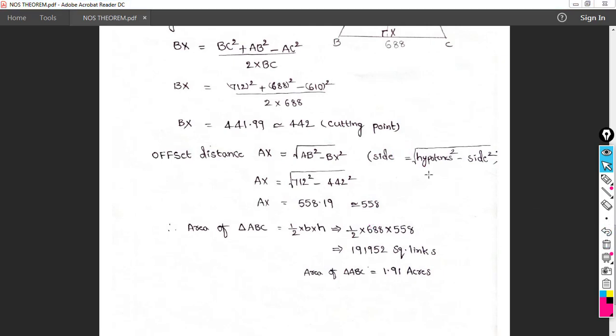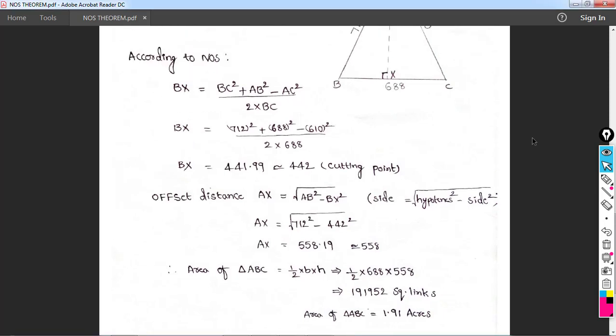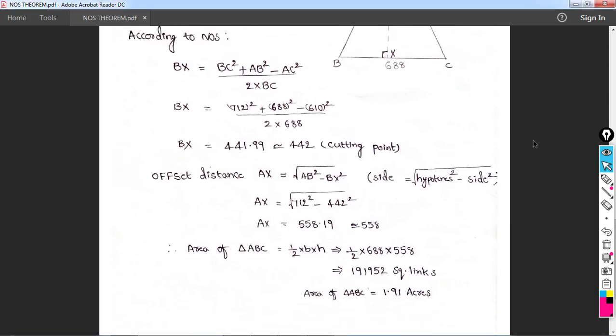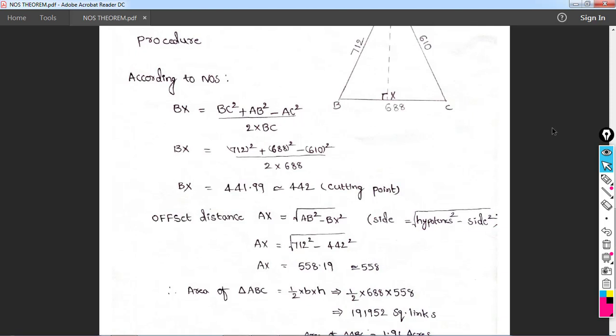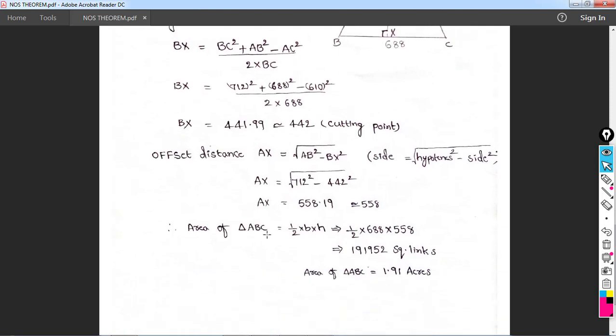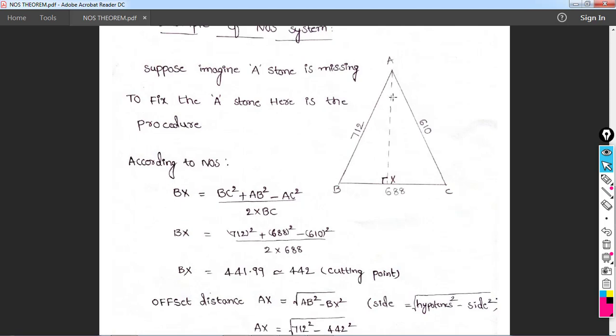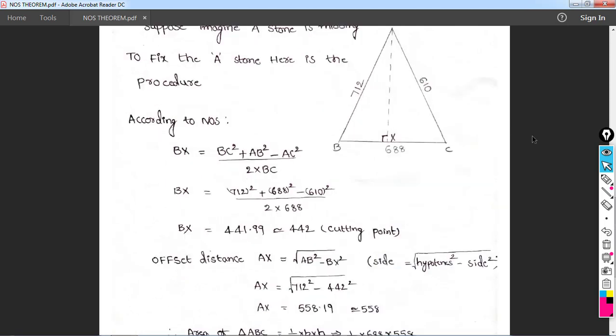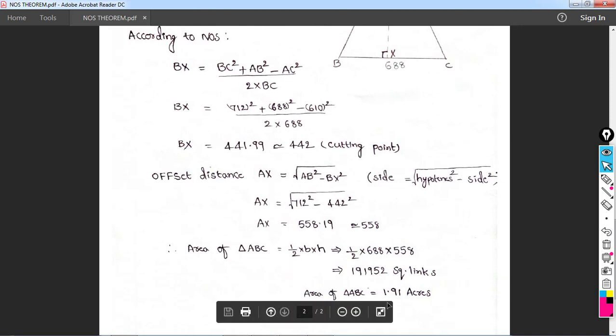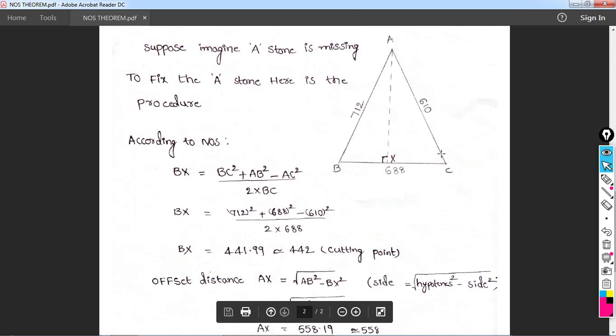This is how we can fix the missing stones by using the NOS system, and we can also find the area of this triangle. The area of a triangle is half into base into height. We know the BC length, that is the base, and we know the height of the triangle, that is AX, our offset distance. So we can find the area of the triangle, that is 1.91 acres. By this we can refix the missing stones by using the NOS system.